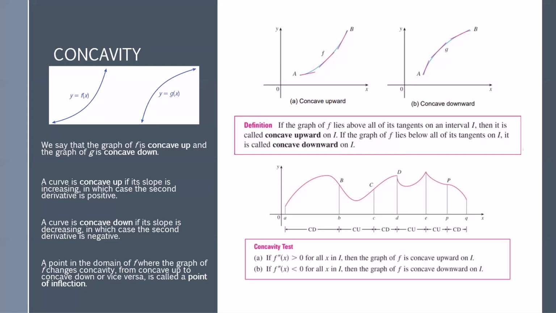If f double prime is greater than 0 for all x on some interval I, then the graph of f is concave upward on I. If f double prime of x is less than 0 for all x on that interval I, then the graph of f is concave downward on I.